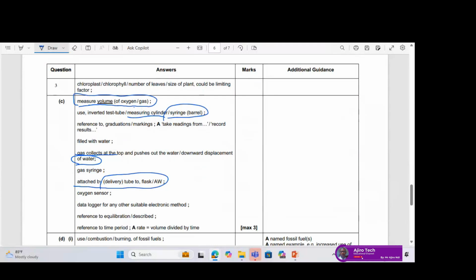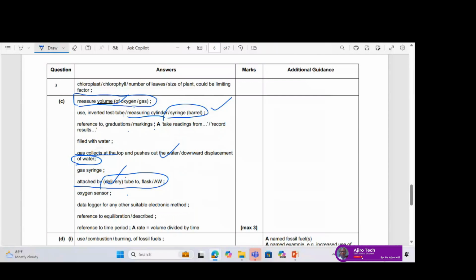So anytime you mention this point, you get 1 mark. This semicolon you see is telling you things that will get marks. You can measure or collect the volume of gas, 1 mark. How do you do that? You use an inverted tube or a gas syringe, another 1 mark. And you collect the gas over water, or using a delivery tube to collect the gas. These are the points that are important.